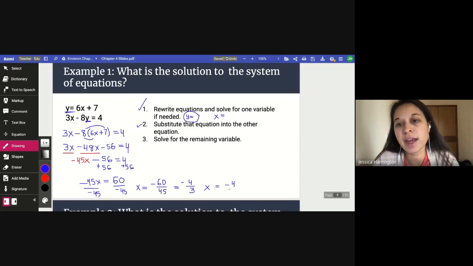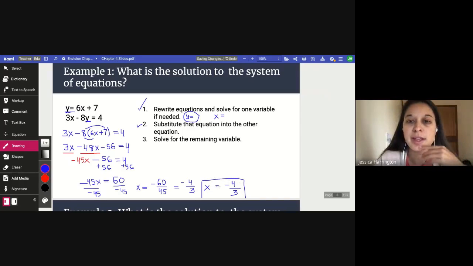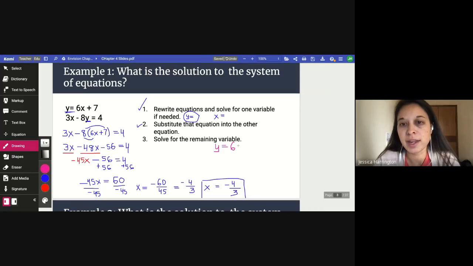All right. So we've got the x coordinate for our solution to our system of equations. So now we just need to find the y. To find the y, I just take this number that I got and plug it back into this original equation. I'll do this part in another color so you can see. I'm going to write the original equation up here, y equals 6x plus 7. Now I know what x equals, so I can plug it in.